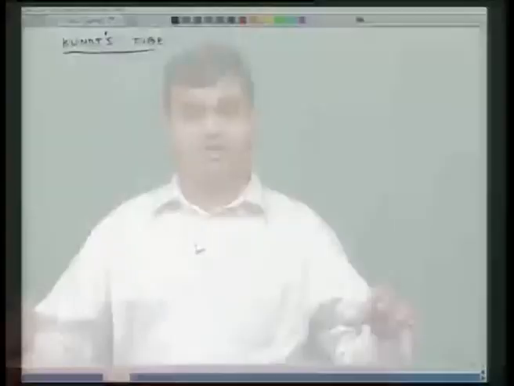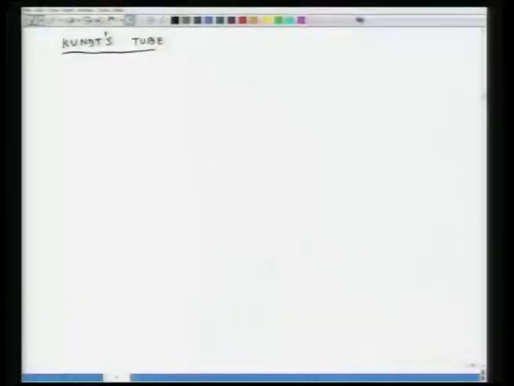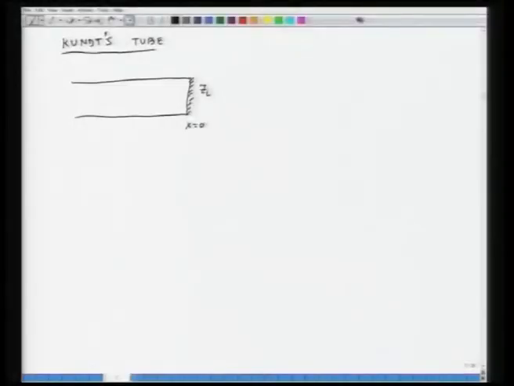Our final topic for today will be a device called a Kundt's tube. So, here again we will have a long tube, it will be fixed, it will have a termination at an extreme end, but this termination may or may not be rigid in nature. So, this is the tube and let us assume that the termination at this end is such that the impedance at x equals 0 is ZL.